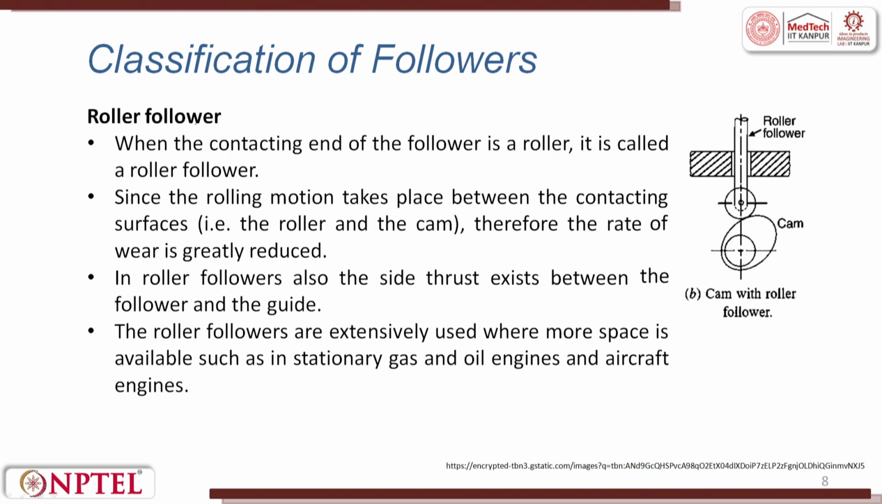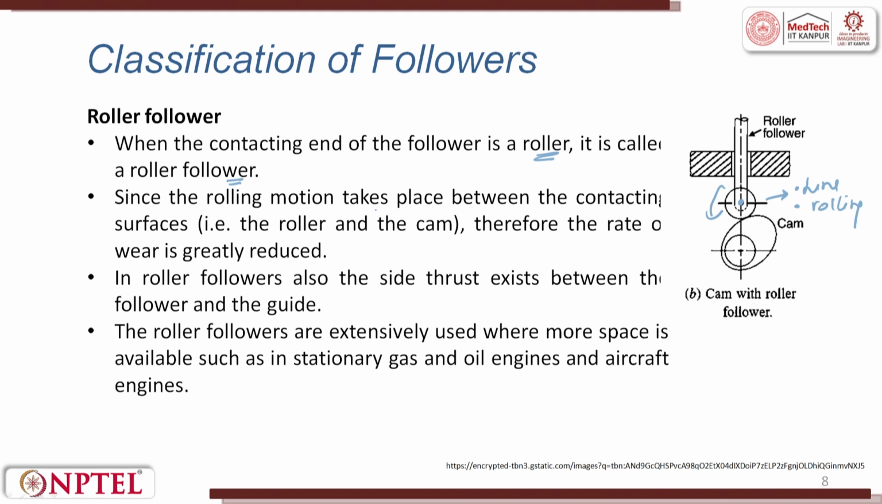Next is the roller follower. Here the contacting end of the follower is a roller. So, here the advantages are two: one is rolling contact and the other is line contact. When there is rolling contact, the follower rolls about this axis, which can reduce friction and wear loss. So, when the contacting end of the follower is a roller, this is called a roller follower.